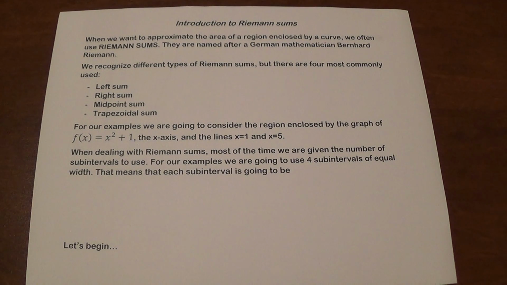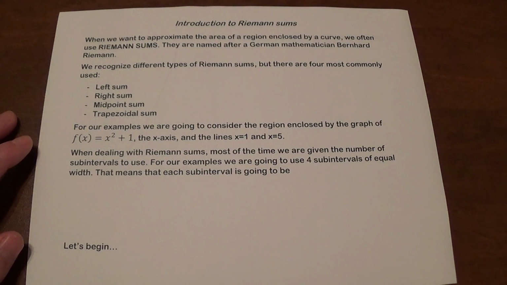We're going to use an example where our function is f of x equals x squared plus 1, and the region is bounded by the curve, the x-axis, and the lines x equals 1 and x equals 5. When you deal with Riemann sums, you can use any number of subintervals, but typically it is given to you in problems, so we are going to use 4 subintervals of equal length.